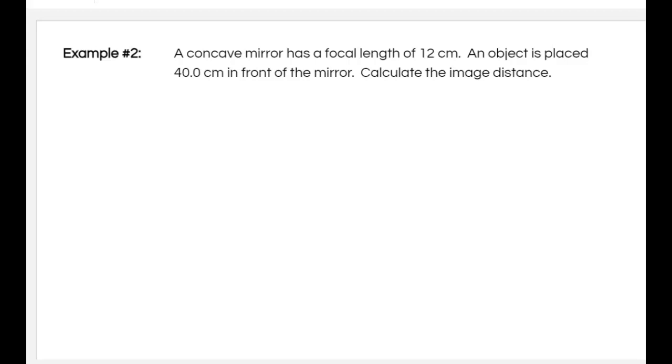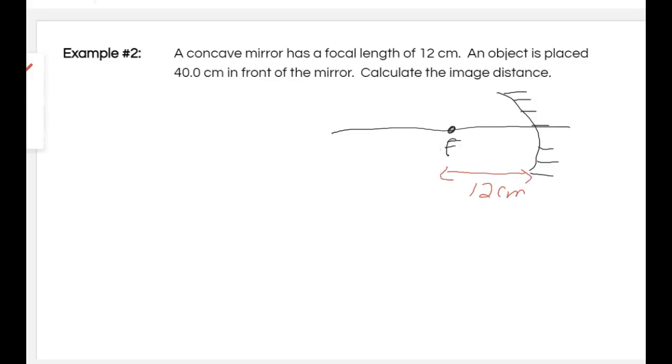Okay, so it says here I have a concave mirror. My instinct is as soon as I see that, I'm going to draw it out. Concave mirror, with a focal length of 12 centimeters. So that means my focus is going to be here, and the distance between it and the mirror is going to be 12 centimeters. So there's 12 centimeters, and I can write that out as a given. So my F is equal to 12 centimeters.